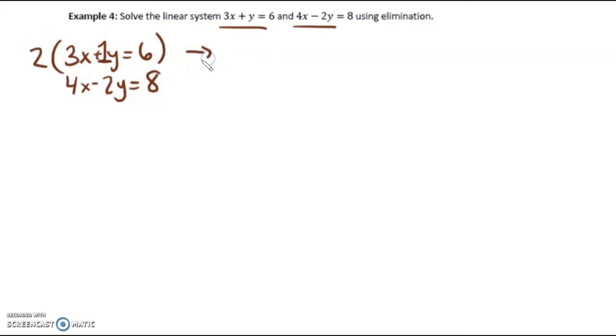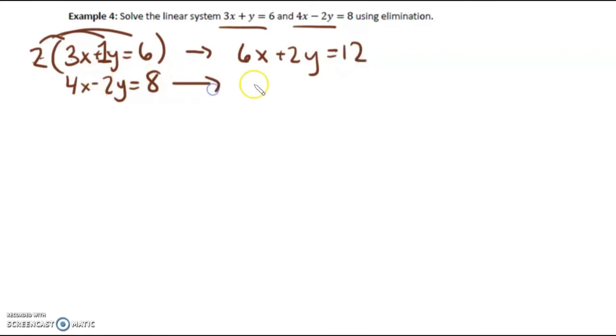Remember, multiplying an equation by a constant doesn't change that equation. It makes it look different, but the line is actually still equivalent. It's going to be the same line. So let's distribute the 2 into the bracket. 2 times 3x is 6x. 2 times 1y is 2y. And 2 times 6 is 12.